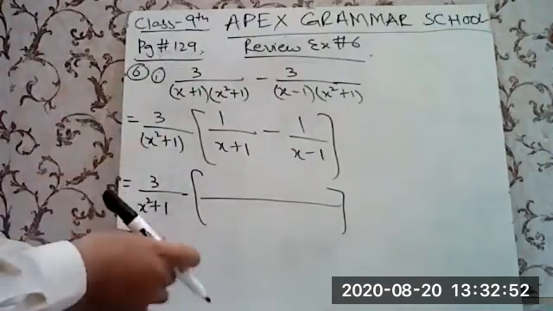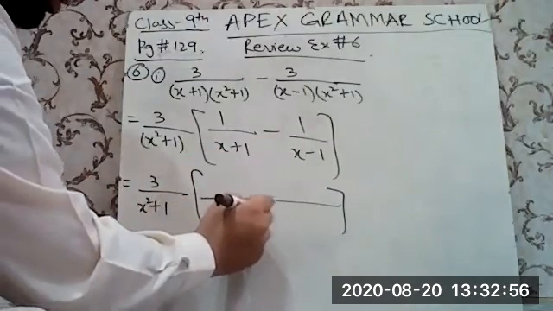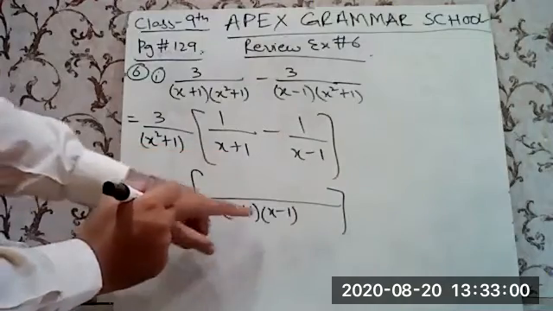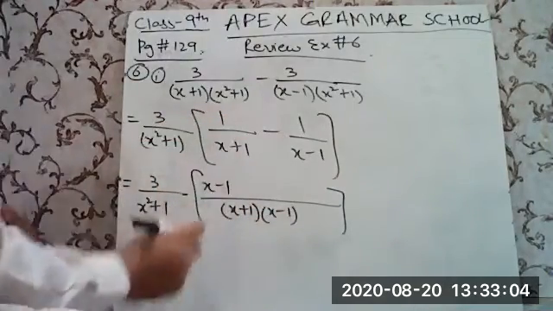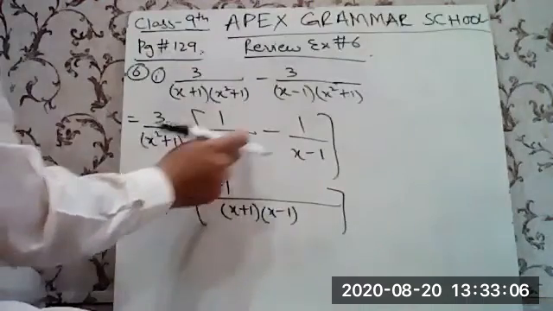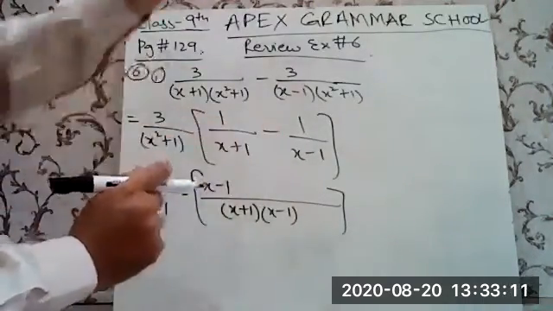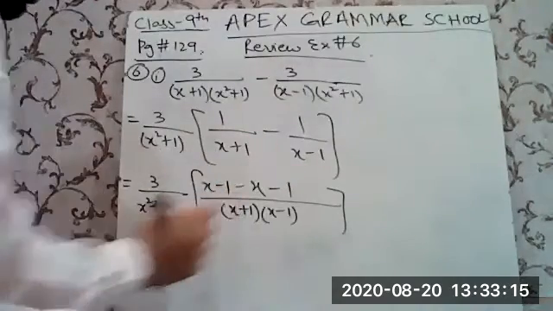Just you need to solve this one. Just take the LCM. LCM will be x plus 1 and x minus 1. X plus 1 will cancel to this x plus 1, this x minus 1 will multiply to this. And then this x plus 1 will multiply to this negative 1. So this minus will change these signs. So this will become minus x and then minus 1.